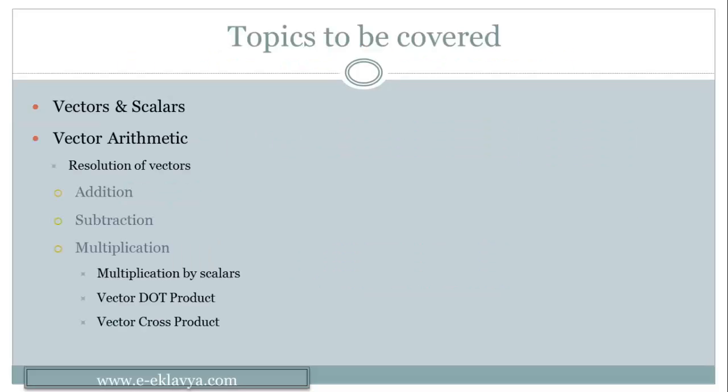In this chapter we'll study about vectors and scalars. The topics which we are going to cover are the basic definition of vectors and scalars, and then we'll look into some of the vector arithmetic. We'll also look into resolution of vectors, addition, subtraction, and multiplication. For multiplication, we'll go through multiplication by scalars, vector dot product and vector cross product.